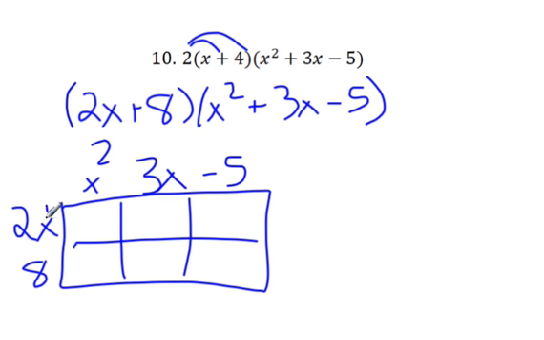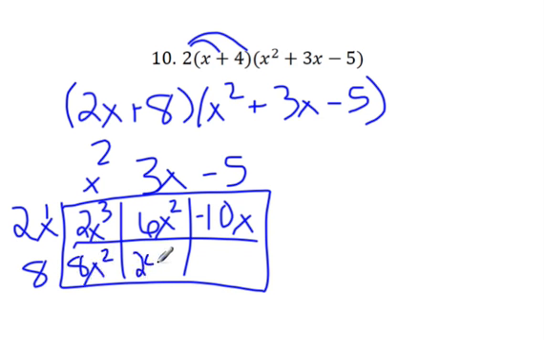So 2x squared, remember, or 2x to the first times x squared. Well, that's going to stay 2. x to the first times x squared is x cubed. 2 times 3 is 6. x to the first times x to the first is x squared. 2 times negative 5 is negative 10, and then you have x. 8 times x squared is 8x squared. 8 times 3 is going to give you 24, and then you're just going to have x. And 8 times negative 5 is going to give you a negative 40.